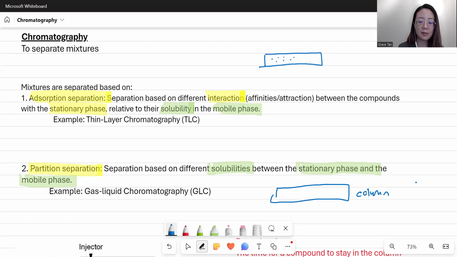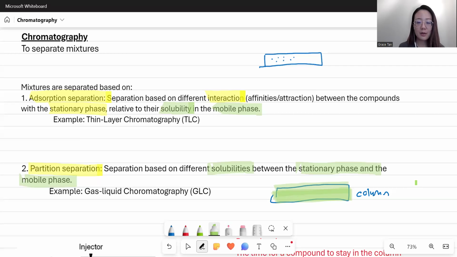It doesn't really matter what it is now. So it's just a solid. What they do is they coat a liquid. It's like you spray hair gel. So you spray a liquid that is fixed onto a solid surface.